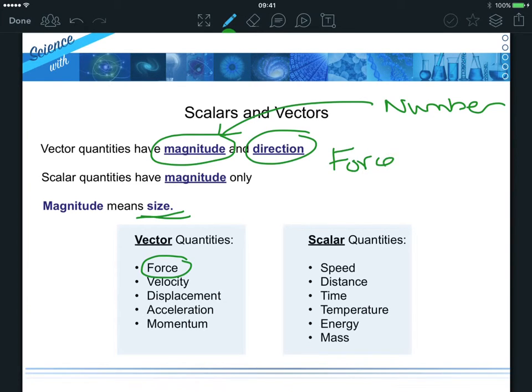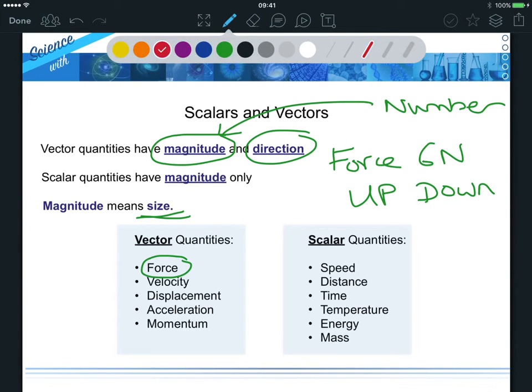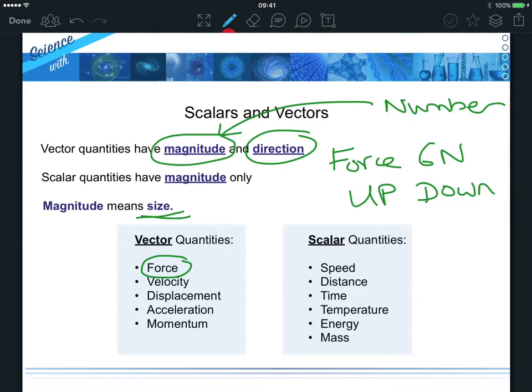Okay, so force. There may be a force of 6 newtons acting on a body, but it acts in a particular direction. So it might be pushing it up, or down, or left or right, or north, south, east, west, whatever. It's a force that's acting in a particular direction. And when you state a vector quantity, you actually have to state the size and the direction as well. And there's always marks for both in the exam.